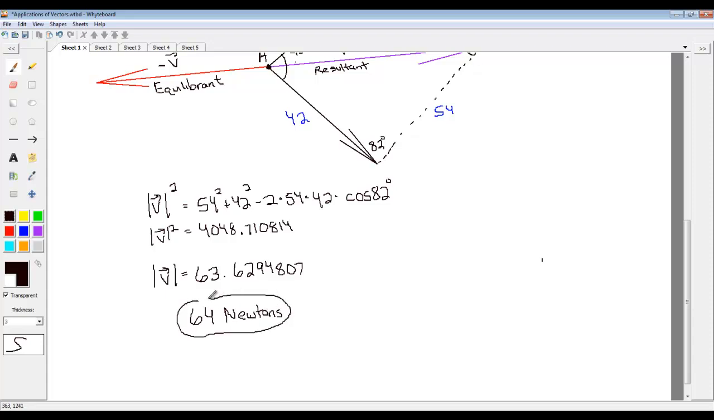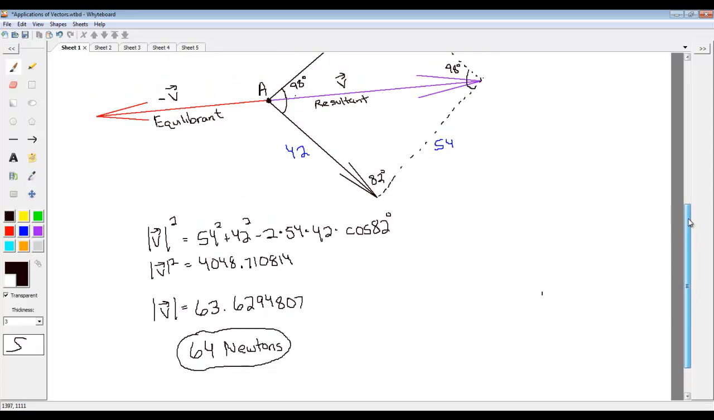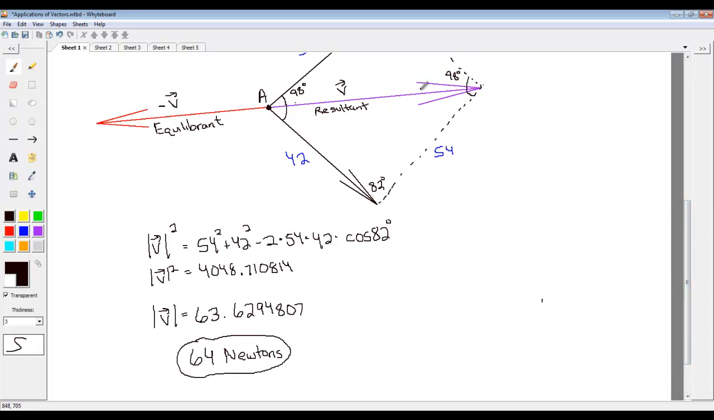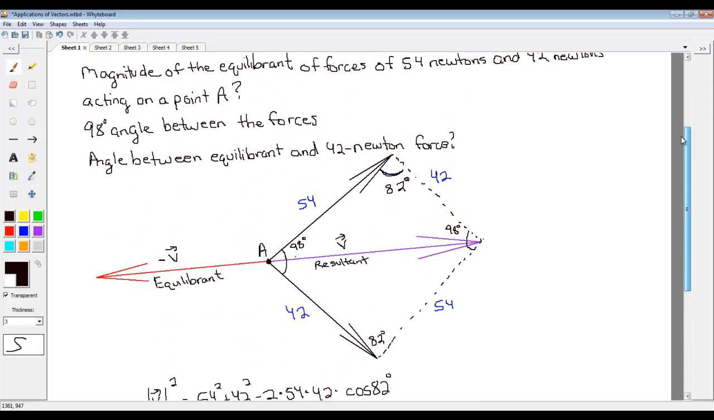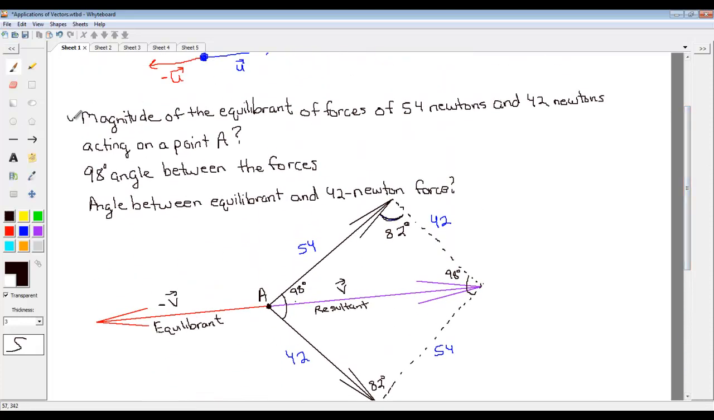So that's the magnitude of the equilibrant also. So that's the magnitude of the resultant vector, but it's also the magnitude of the equilibrant. So that answers this question.